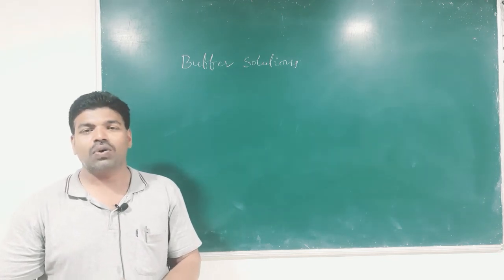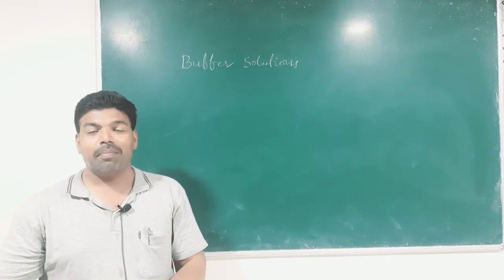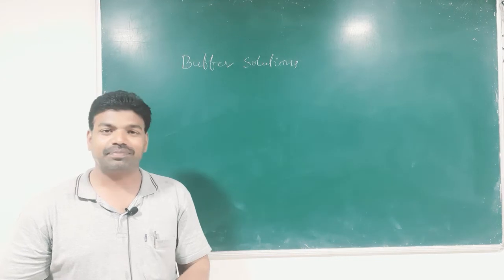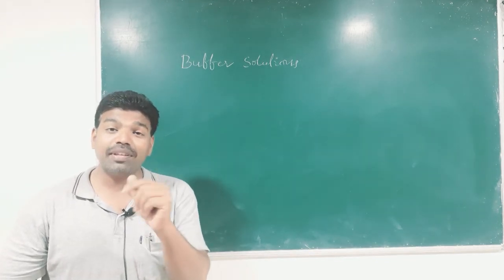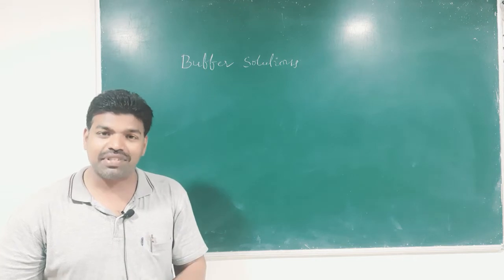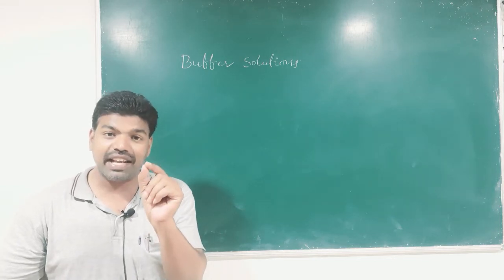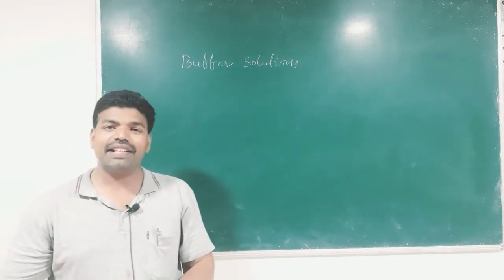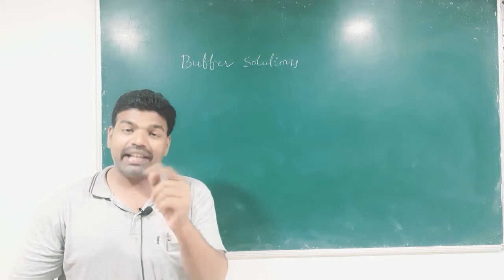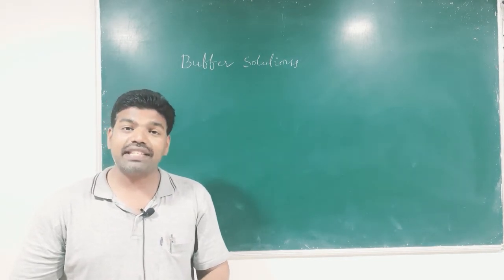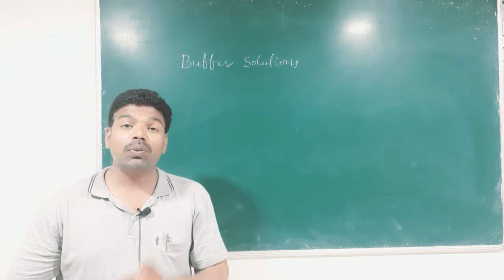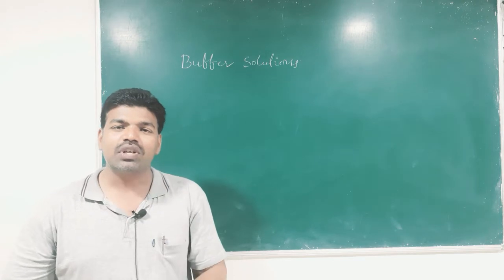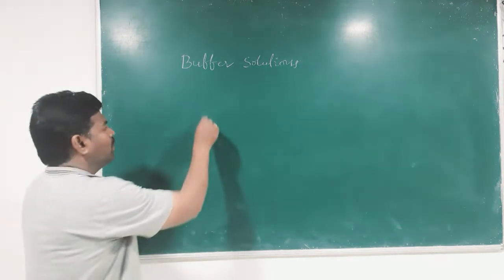Coming to buffer solutions, they are very important in biology and medicine, because most biological reactions and enzymes need very specific pH ranges to take place. For example, human blood contains a buffer of carbonic acid and bicarbonate anion to maintain the blood pH in the range of 7.35 to 7.45.